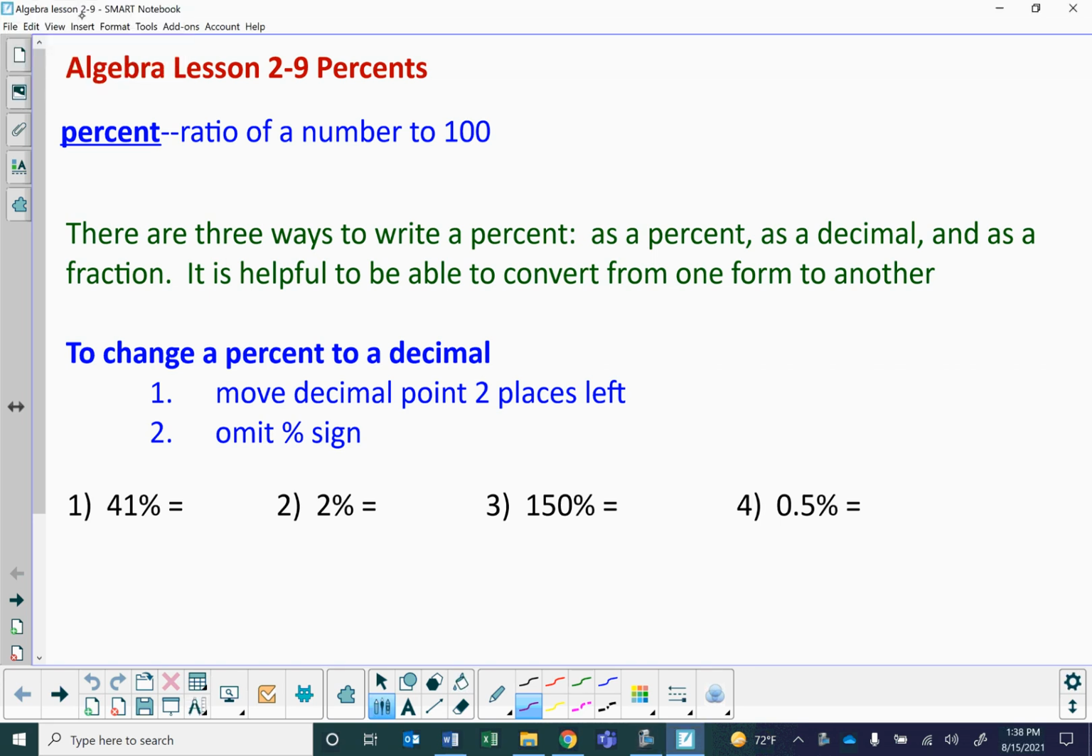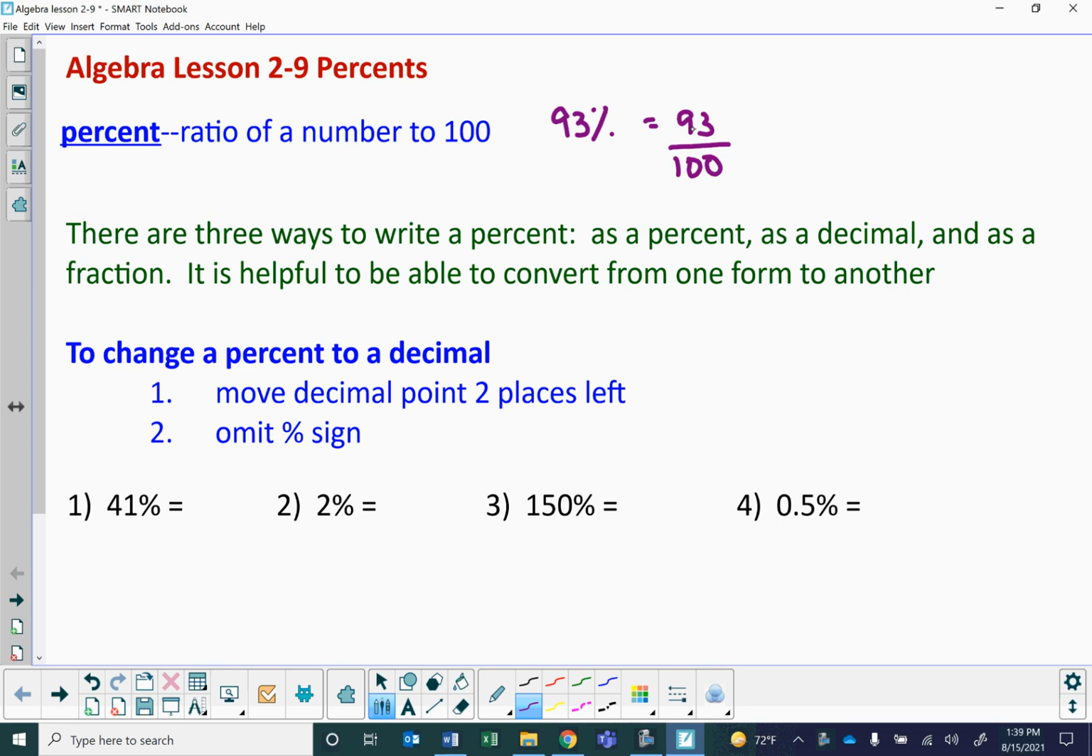This is Algebra Lesson 2-9, percents. A percent is a ratio of a number to 100. For example, 93% simply means 93 out of 100. Now, there are three ways to write a percent.